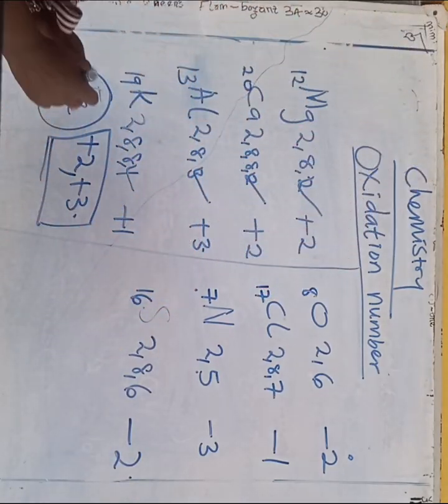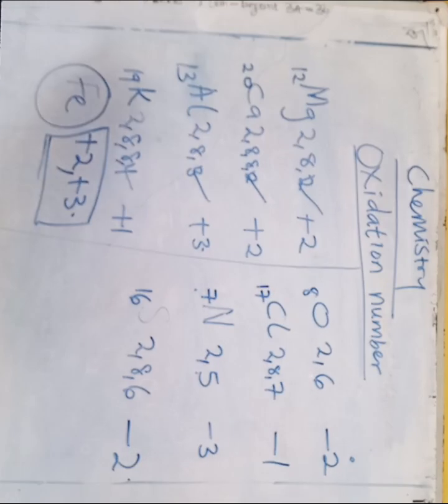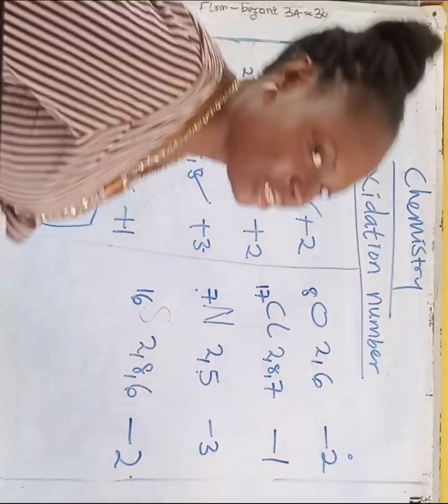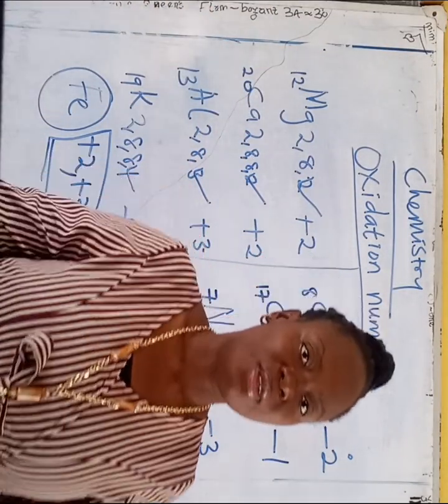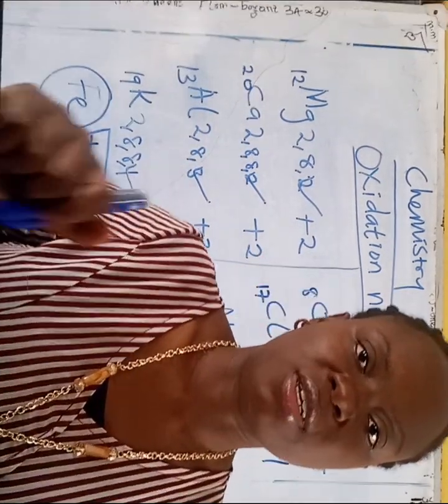So we have been able to establish both the positive and the negative oxidation numbers. When next we meet, we'll be proceeding to other aspects of chemistry.